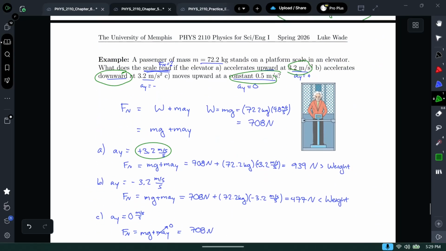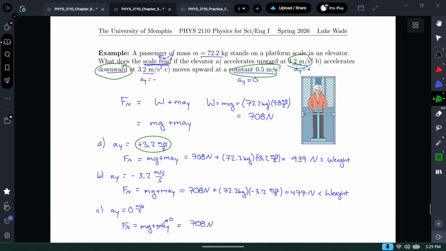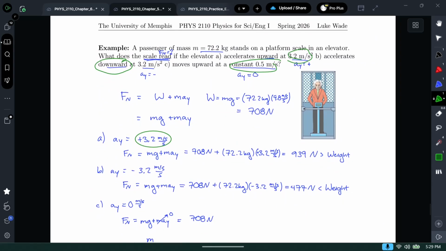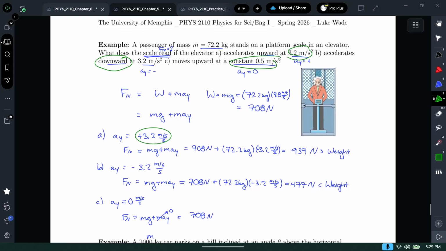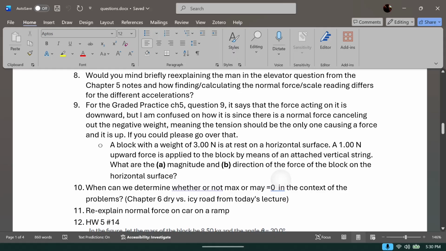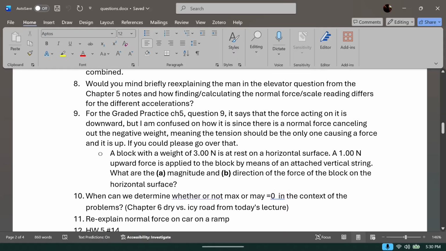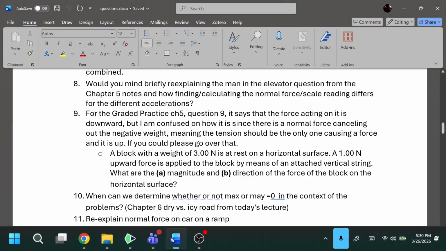And then the negative acceleration is vice versa. So if you're starting to move downward from a stop, or if you are moving upward and coming to a stop. Graded practice, chapter 5, question 9. Force is downward. How? Since there's a normal force canceling out the negative weight, meaning the tension should be the only one causing a force, and it is up.